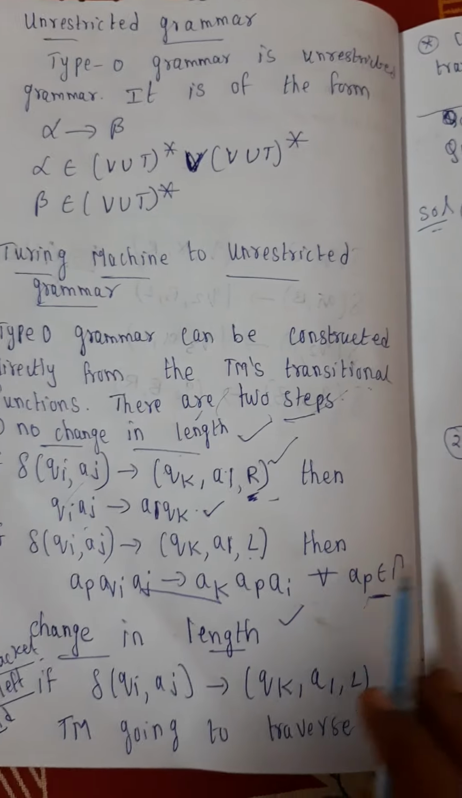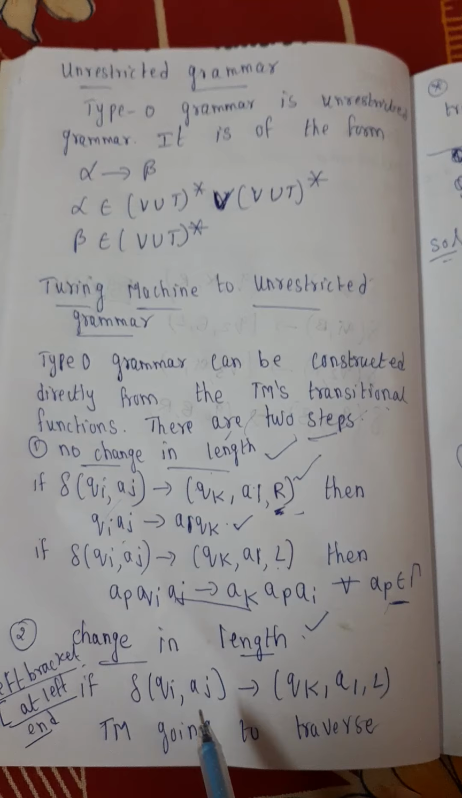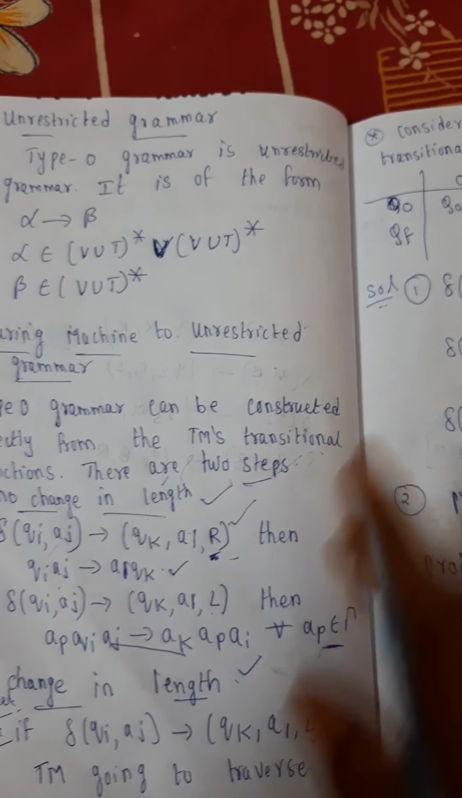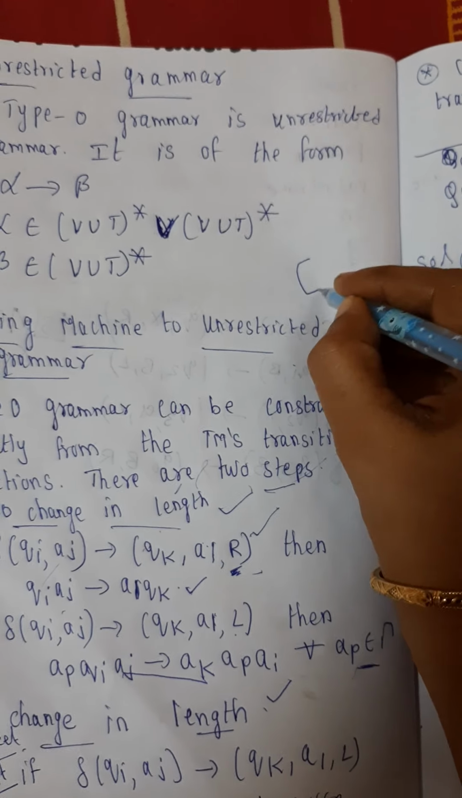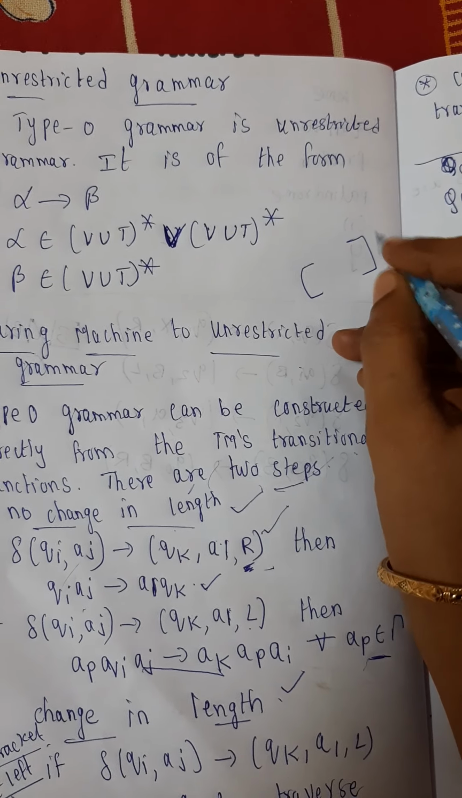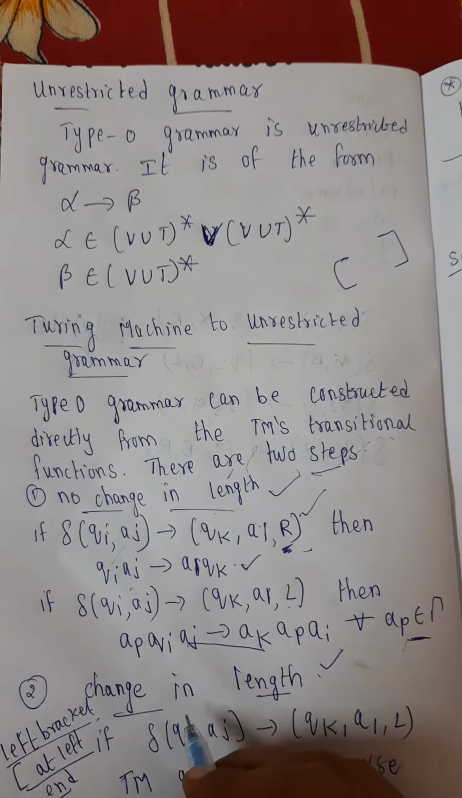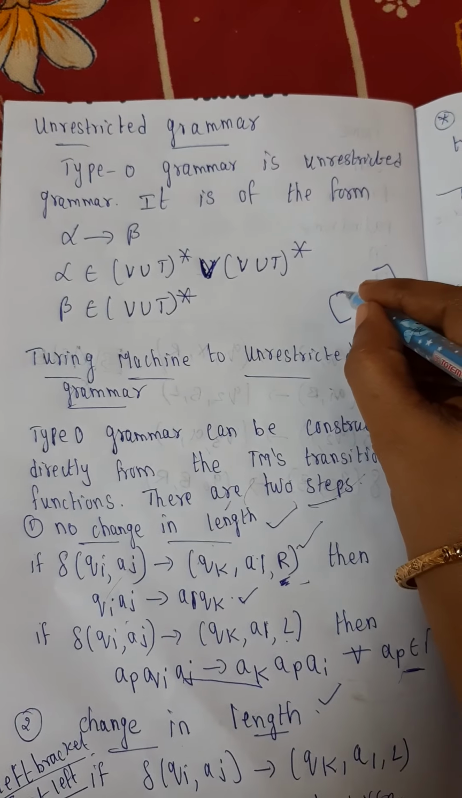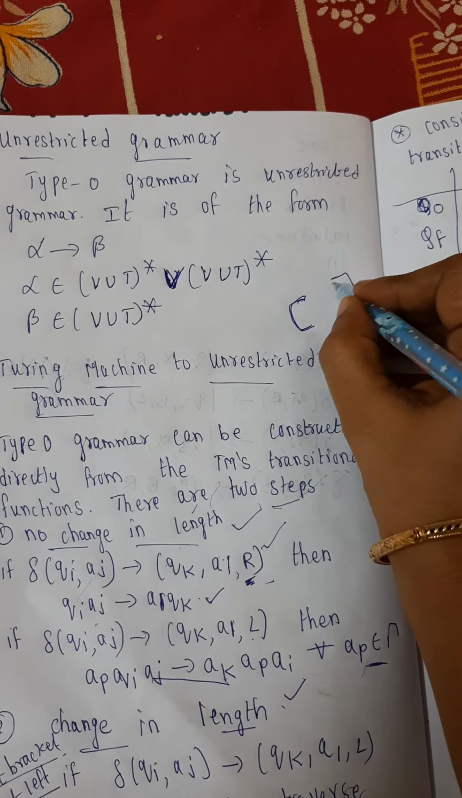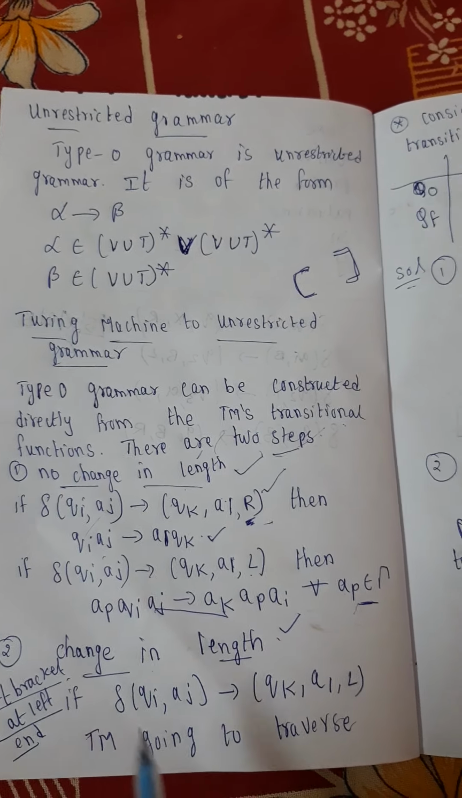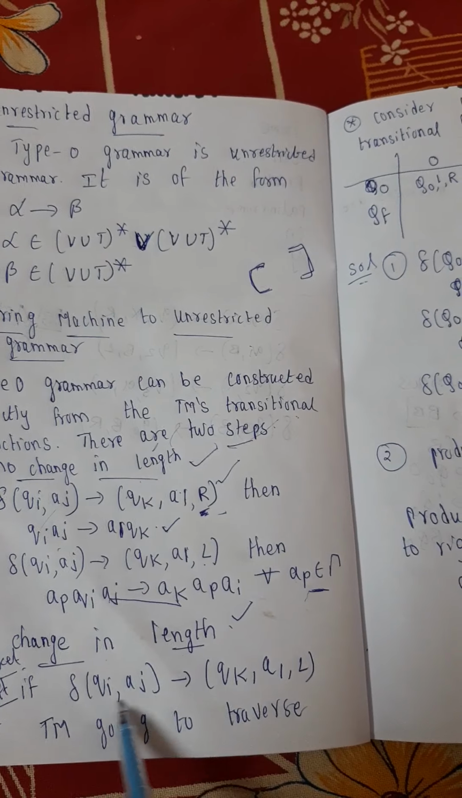Now coming to the second step. What is the second step you have? Change in the length. As we have already seen in the linear bounded automata, you have a tape restriction, a left end marker and a right end marker. So in the second step, change in the length, we will first see the left end marker, and then we will see the right end marker steps. So change in the length, with the left end marker at the left end.